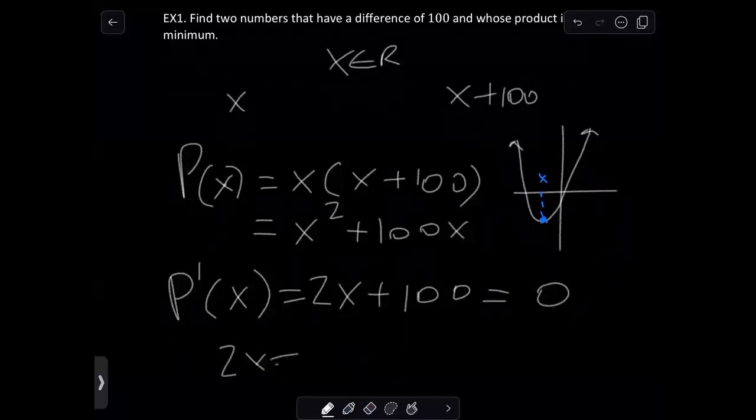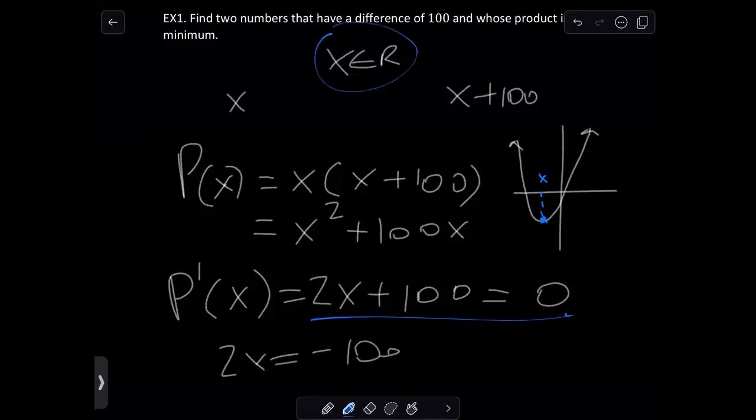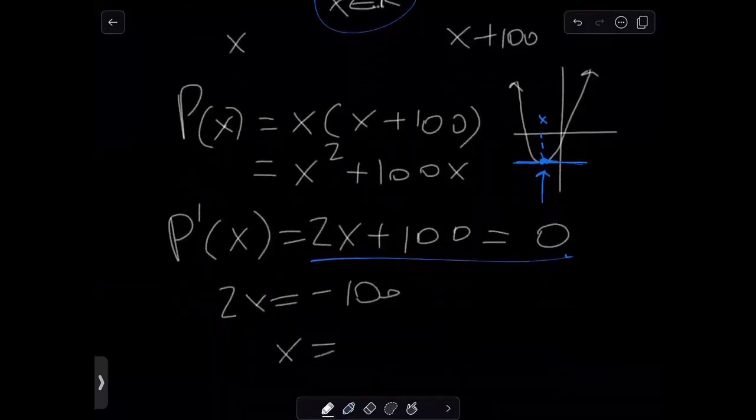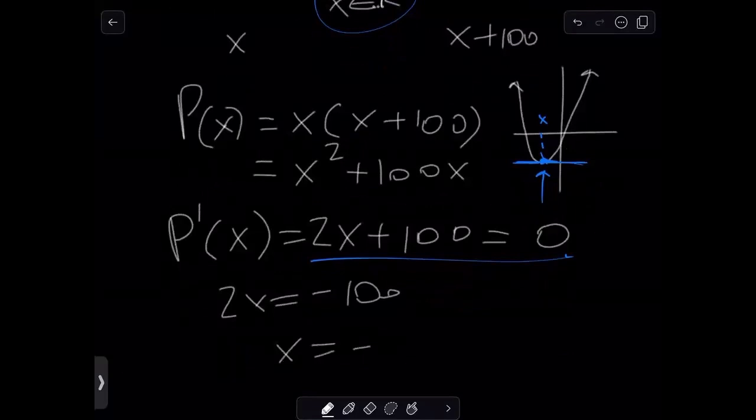So 2x is equal to minus 100. Why am I doing this? Because I'm using the closed interval method, basically. But although this isn't exactly a closed interval, we're still finding the absolute minimum of this function. We know what it looks like. I just set the derivative equal to 0. I'm finding this x value here, because that's the turning point. So 2x is equal to minus 100. x is equal to minus 100 divided by 2, and that's equal to minus 50.